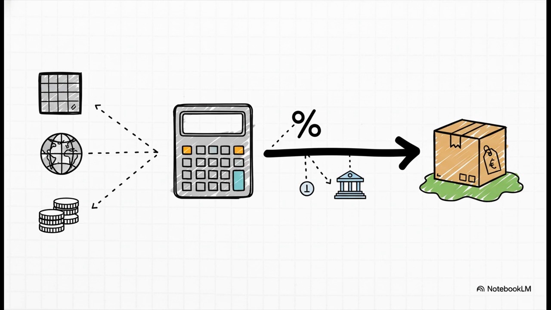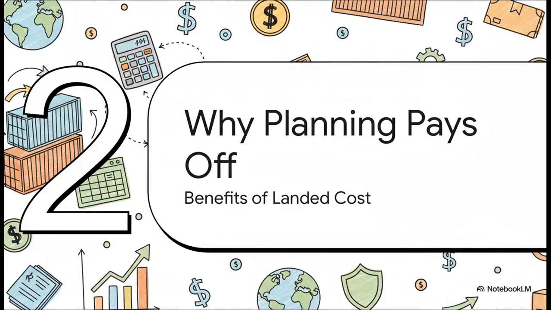It crunches the numbers, it finds the right duty rate, it adds on any other taxes like VAT or GST, and then it spits out one single, incredibly important number: your estimated landed cost. And that's exactly what it sounds like. It's the total cost of your product once it has landed in your country, ready to go. And listen, knowing that number ahead of time, it's not just a nice little convenience, it's a massive strategic advantage for your business. So let's talk about why this planning really truly pays off.